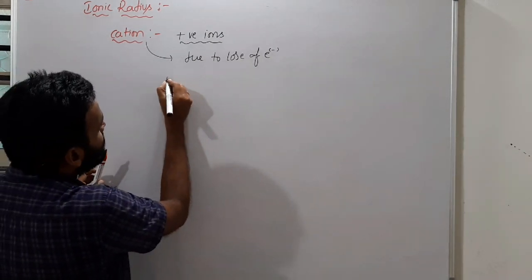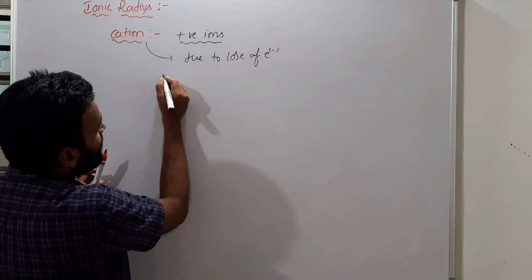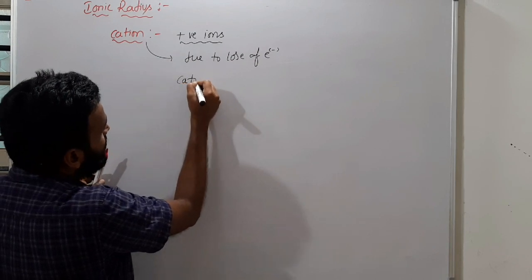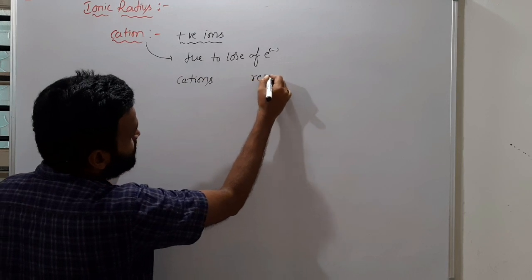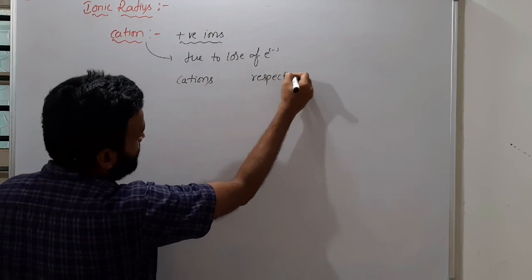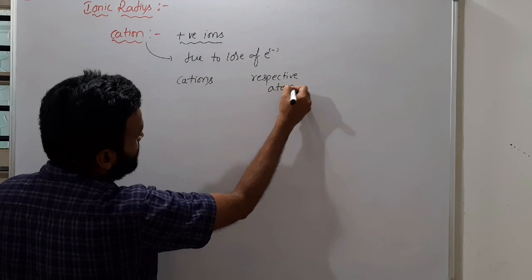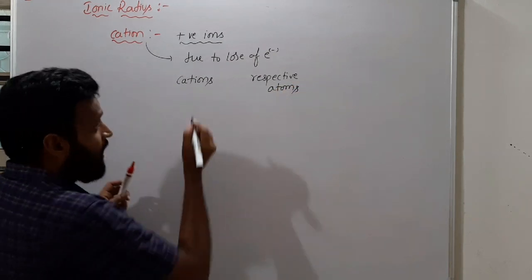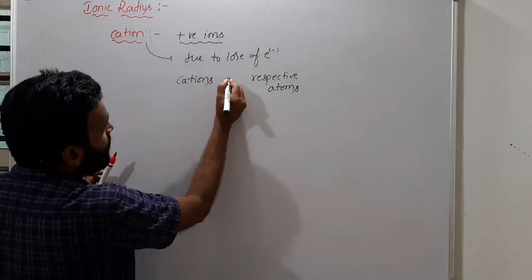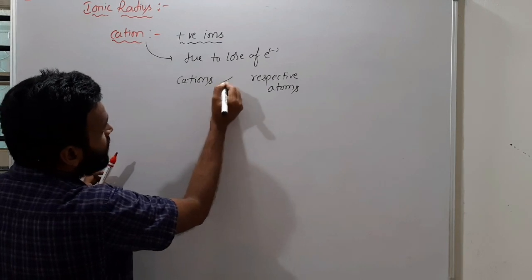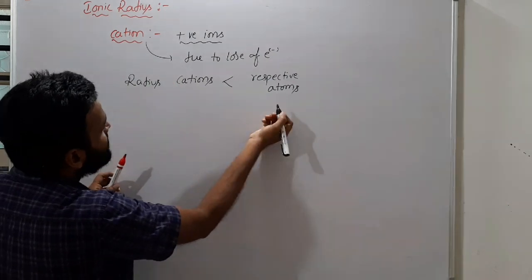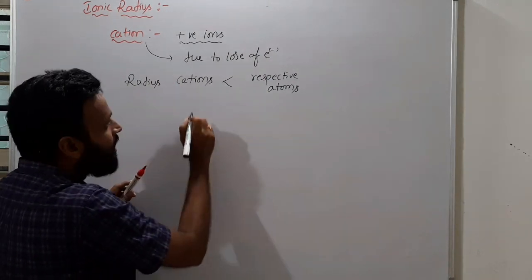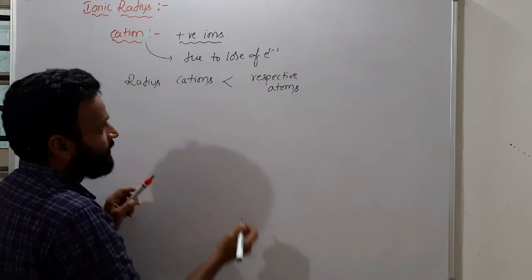Cations are positively charged. Cations and their respective atoms, if you consider, cations have a smaller radius. So the radius of atom and cation, if you consider, cations have a smaller radius.